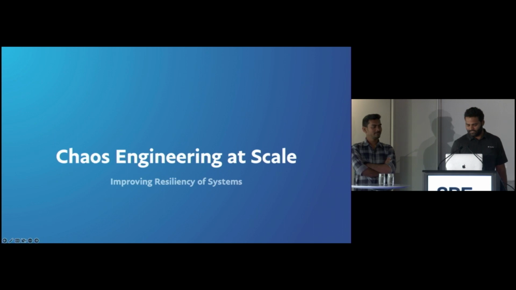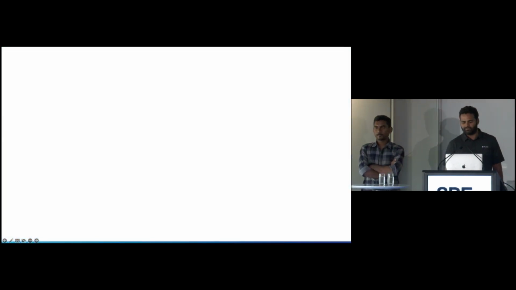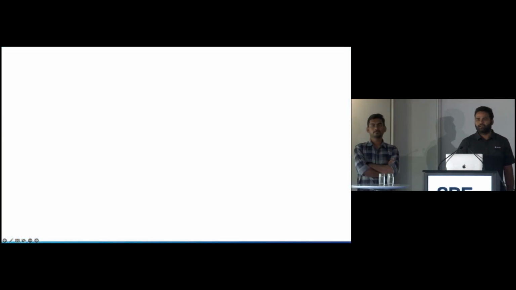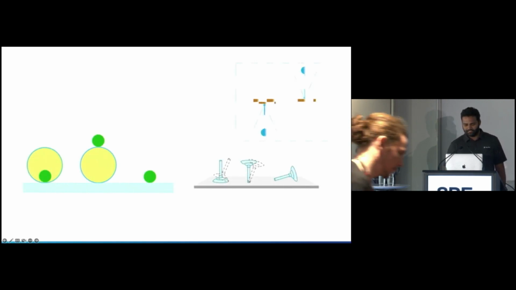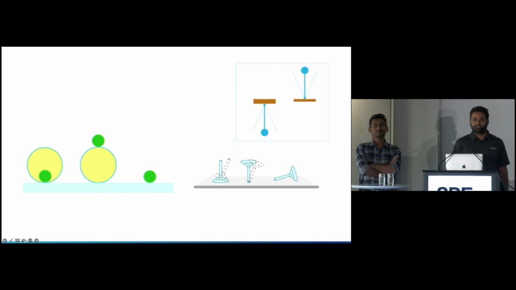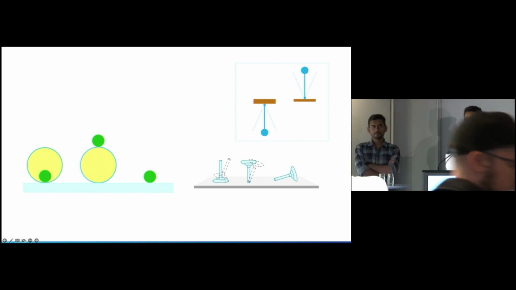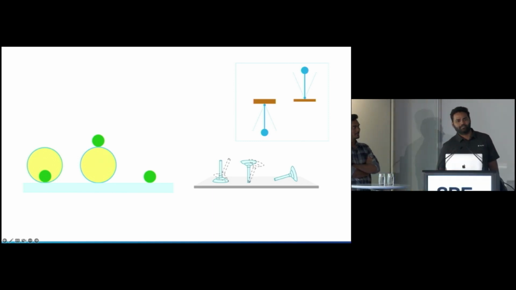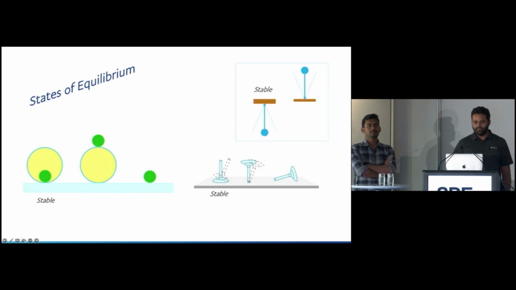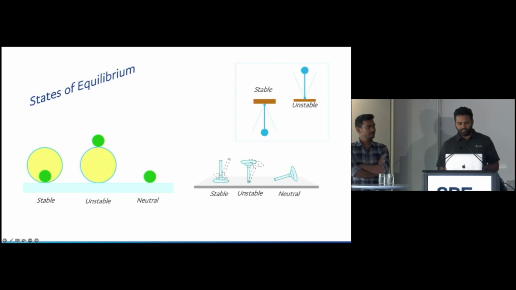Before we get into chaos, let's refresh a little bit of our physics 101. When you see these images, what is the first thing that strikes your mind? Equilibrium. Yep, right. These are nothing but states of equilibrium. When a pendulum is in a stable state, even if we apply any external stimuli, it will come back to its original position.